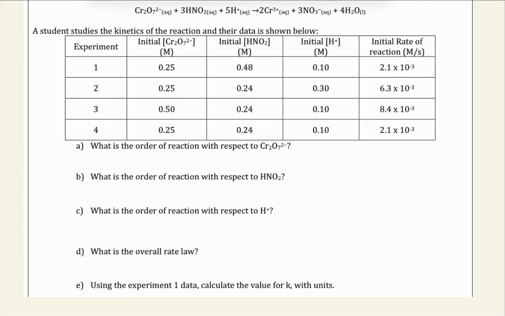So to answer question A, what is the order of reaction with respect to Cr2O7 2-, our dichromate ion? What we need to do is look at when the other 2 reactants' concentrations are held constant. So what we will do is look at experiments 3 and 4. The reason for this is that in experiments 3 and 4, the concentration of our other 2 reactants are held constant.